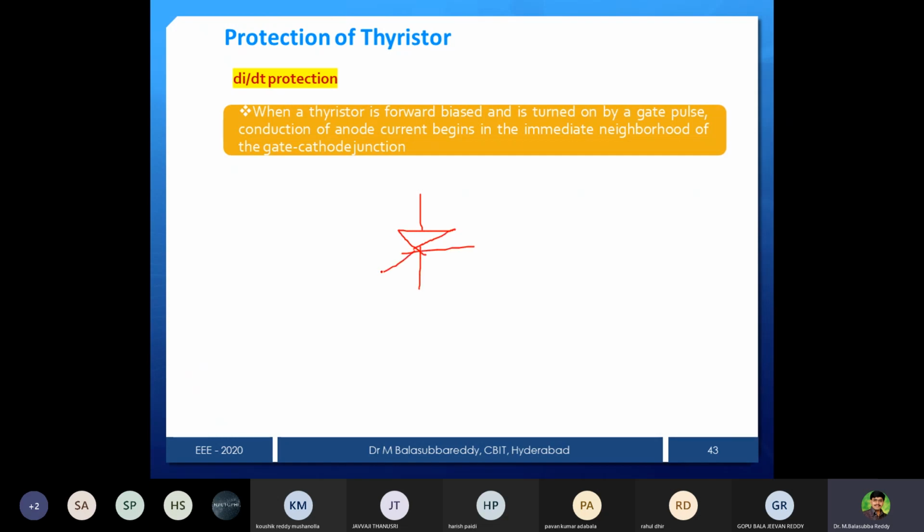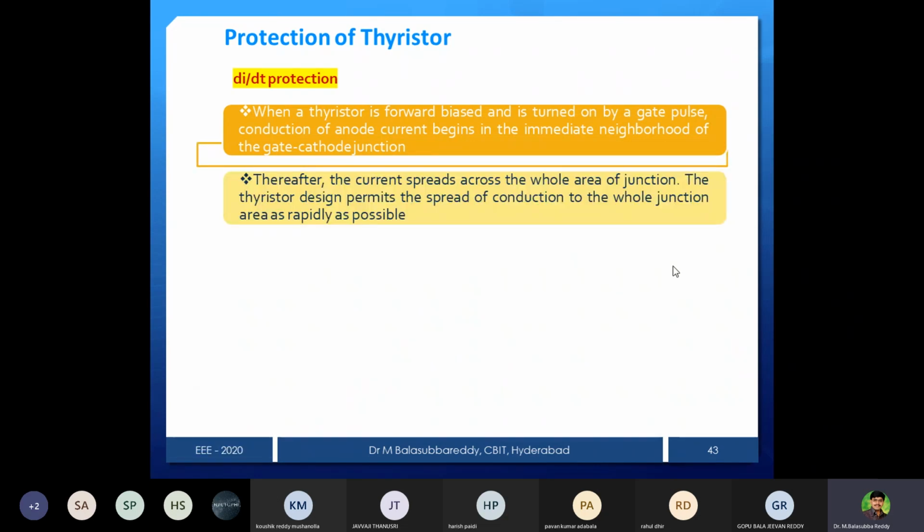So now you can see here we need to provide the voltage across gate and cathode. So that voltage will pass the gate current, minimum gate current, that is going to be 5. Thereafter current spreads. So once we are passing current to the gate, current spreads across the whole area of the junction. Which junction? J2 junction.